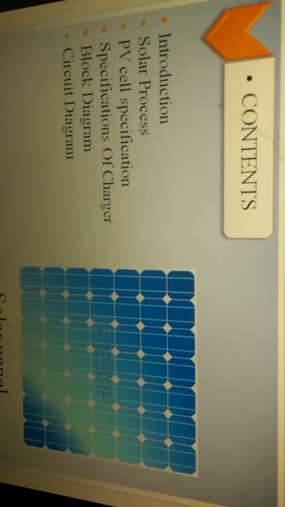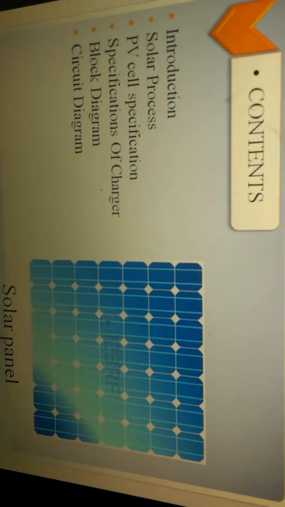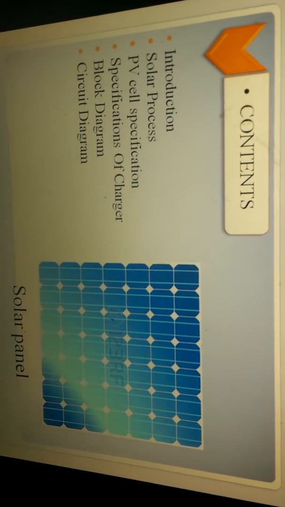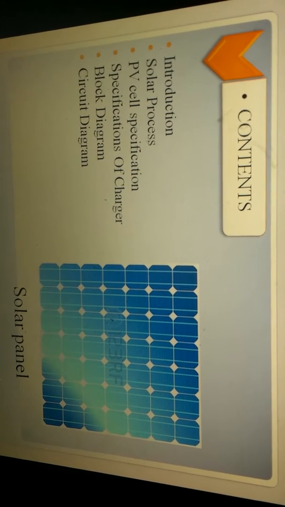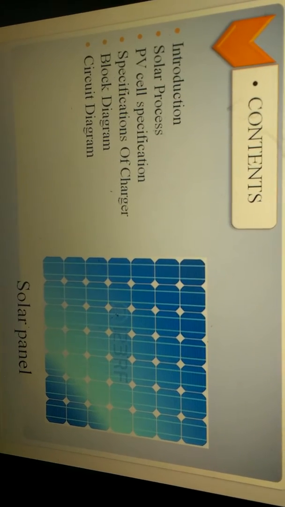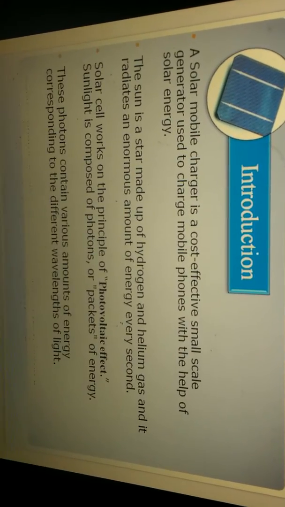Solar mobile charger. We are here going to discuss a few contents about it. Firstly, the introduction, the solar process, photovoltaic cell specifications, specifications of a charger, a block diagram as well as its circuit diagram. First, we will start with the introduction.